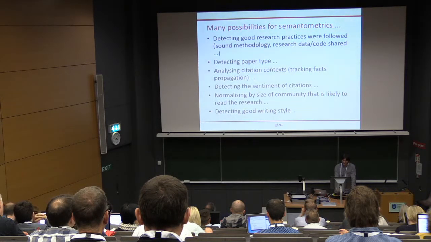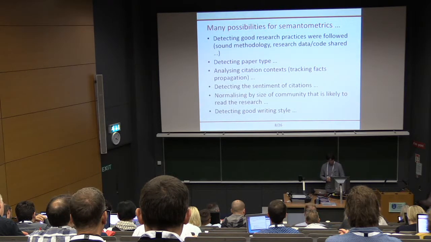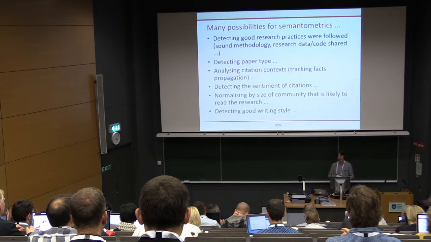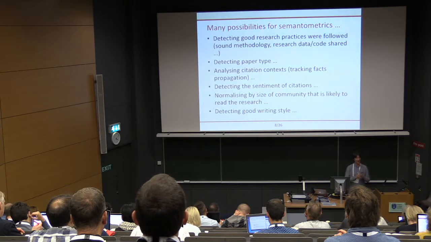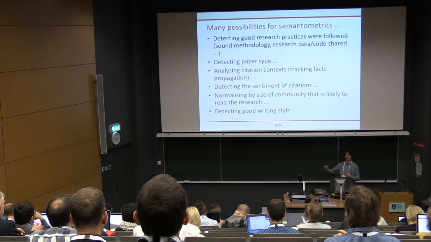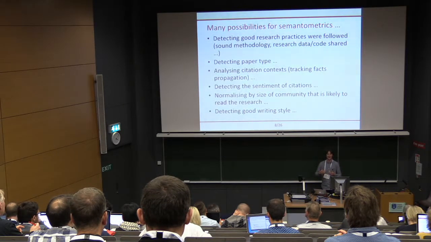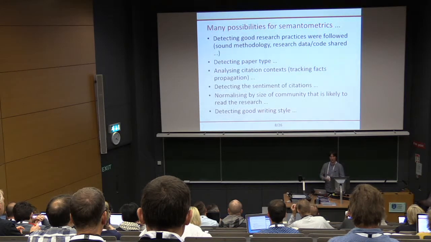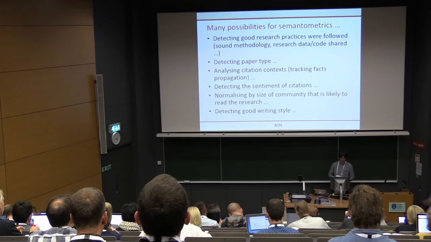So there are many possibilities for semantometrics. You can detect good research practices, and how they are followed, whether some methodology was followed, or research data and code were shared. You can look at detecting paper types, and you can analyze citation context, for example to see how facts propagate through the research network. If there is a good paper, we would imagine that it introduces some ideas which are picked up and reused by other researchers, and that can be evidence of really interesting ideas and useful content being provided to the research community.